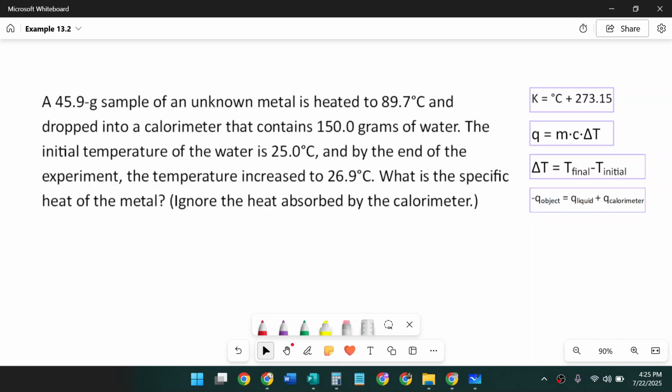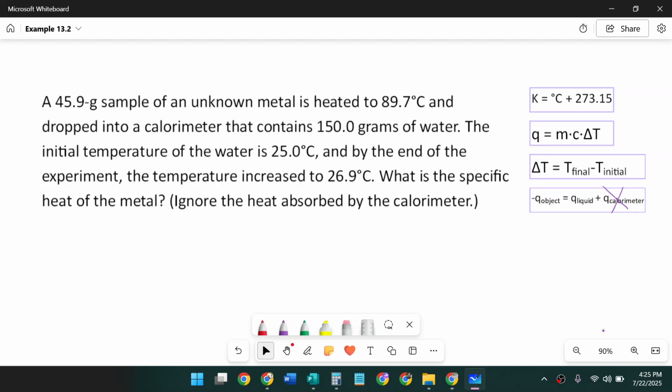The reason we're told that is because when we use this equation in our problem, we can just pretend this one doesn't exist and just understand that the liquid and the object just traded heat, if that makes sense. Okay, so I'm going to go ahead and mark that one out so we can remember that.